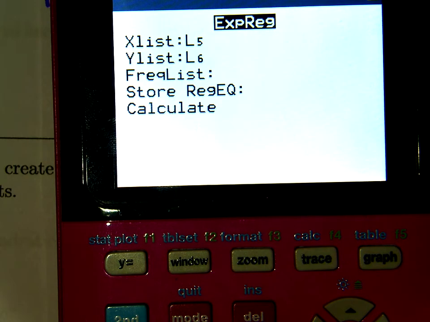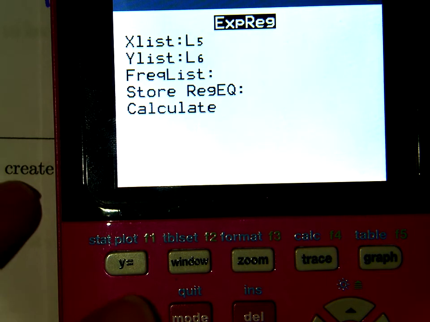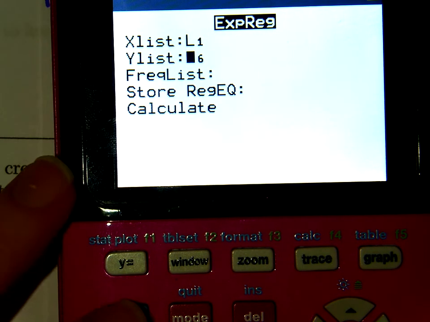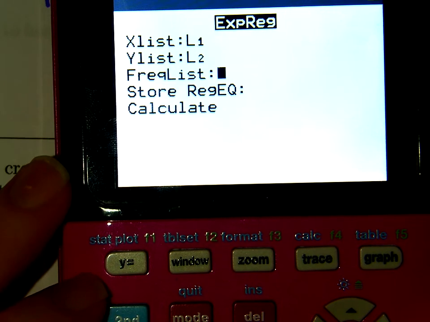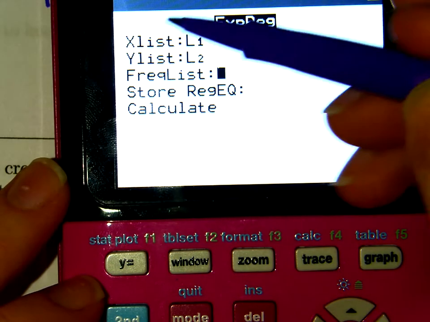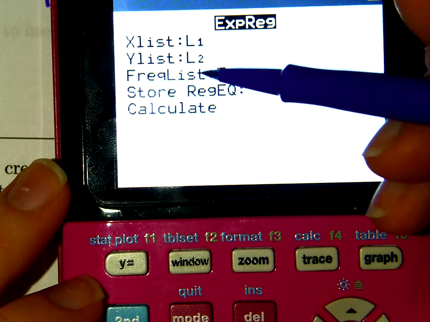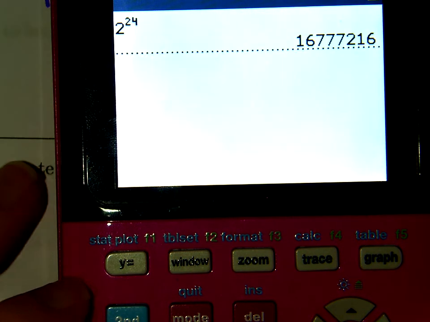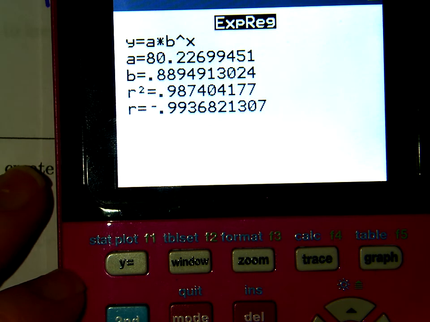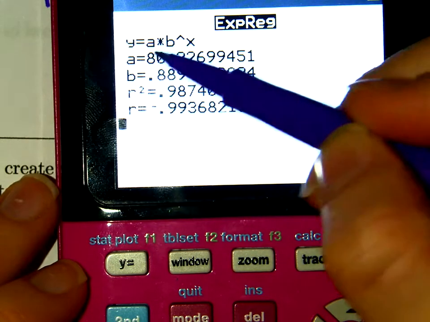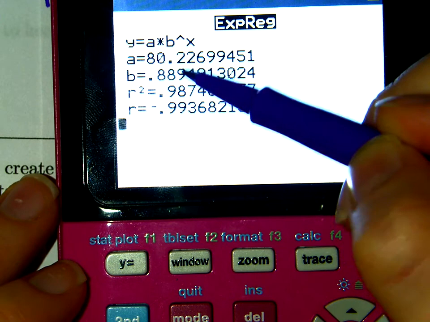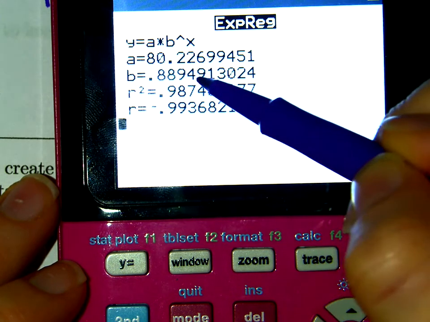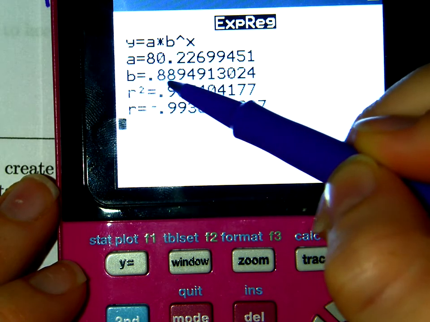Exponential regression. I'm going to hit enter. No, not list 5. I want second L1 for list 1 and L2 for list 2, because we made these decisions about explanatory, time, and responding, caffeine amount. Compute. Got it. So the initial amount is about 80.23, and the constant multiplier is about 0.89.